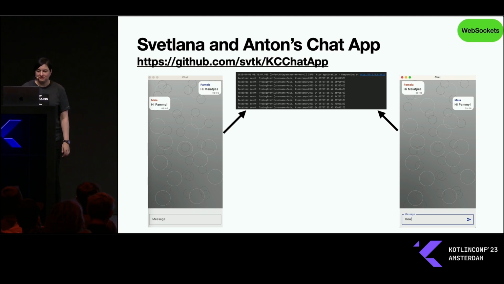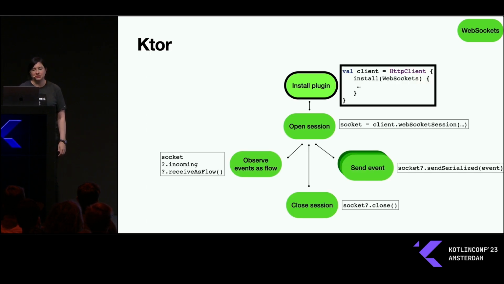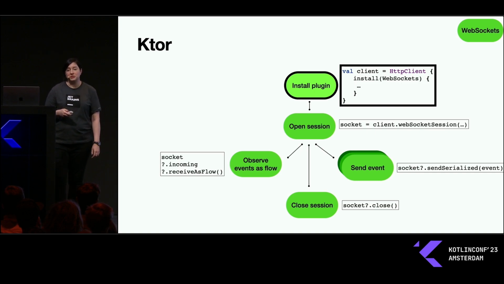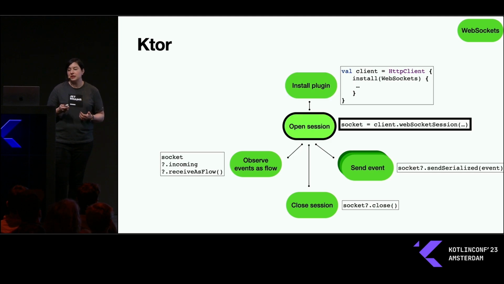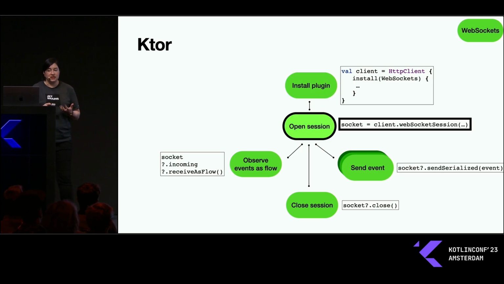Okay, so let's have a look at how this would actually be implemented with Ktor. So first we need to configure the HTTP client with the WebSocket plugin. It's really important to also have a content converter. For example, there will be a JSON content converter in this case. And then we have to open the session, giving the method, so this would usually be a get, a hostname and port, and a WebSocket path.